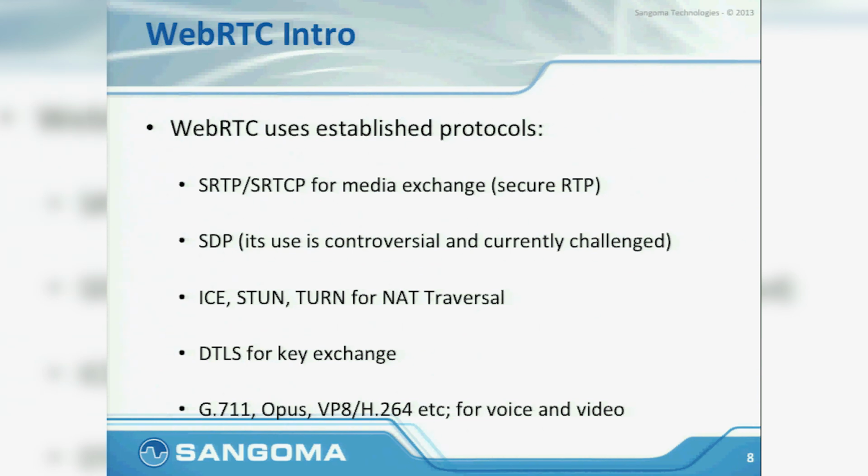ICE, STUN, TURN are used for NAT traversal. I'm not going to go into details for that. Let's just assume that they are the magic that allows you to have two web browsers behind NAT and still be able to talk to each other even though there is a firewall in the middle, right?